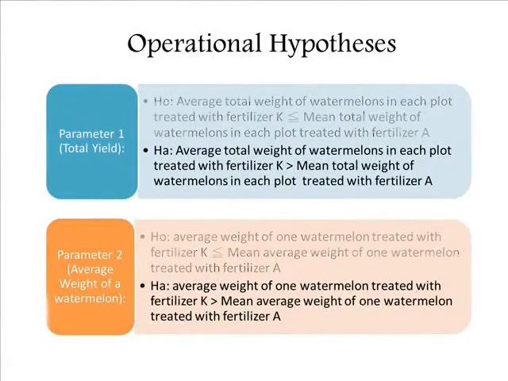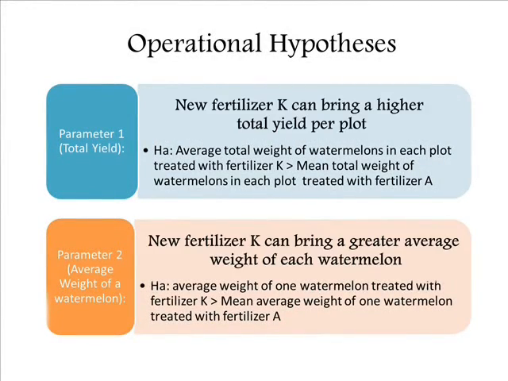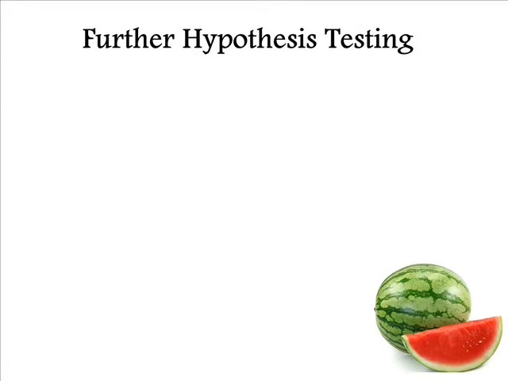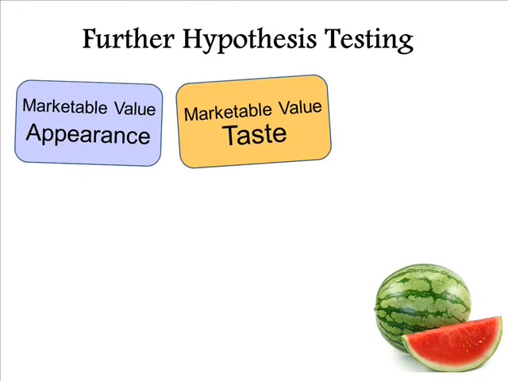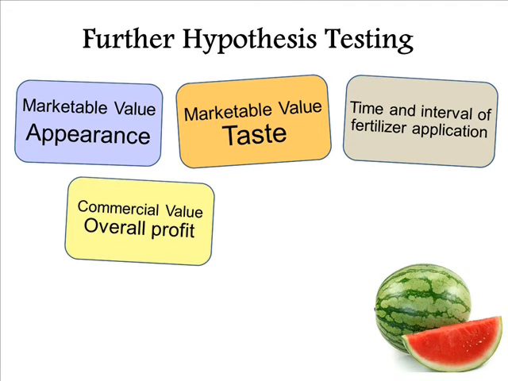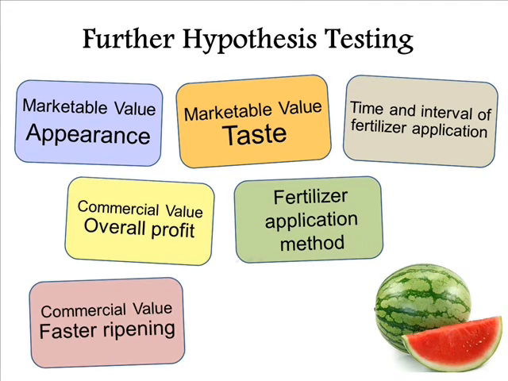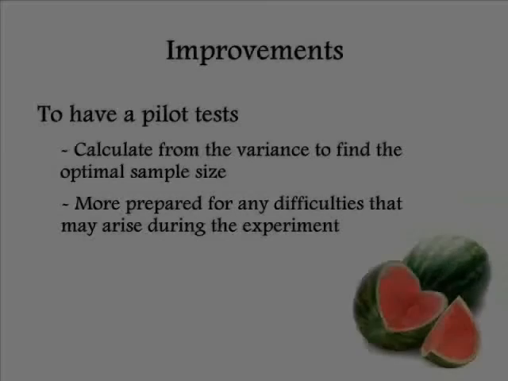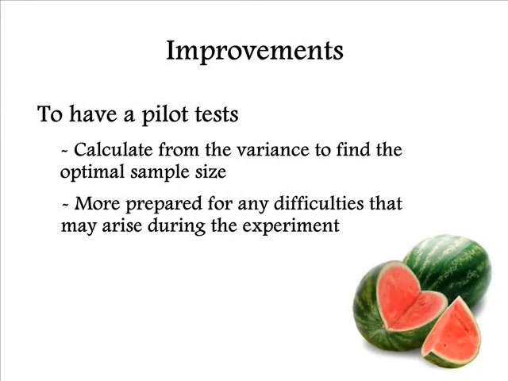If we reject the null hypothesis, then we can tell the new fertilizer K can bring a higher total yield per plot and a greater average weight of each watermelon. However, the performance of the fertilizers may be represented by other factors, such as whether the watermelons look or taste better or can be harvested earlier. We can also try varying the method of fertilizer application to see how to get the most out of the fertilizer. If we can have one more year for the experiment, we could have performed a pilot test.